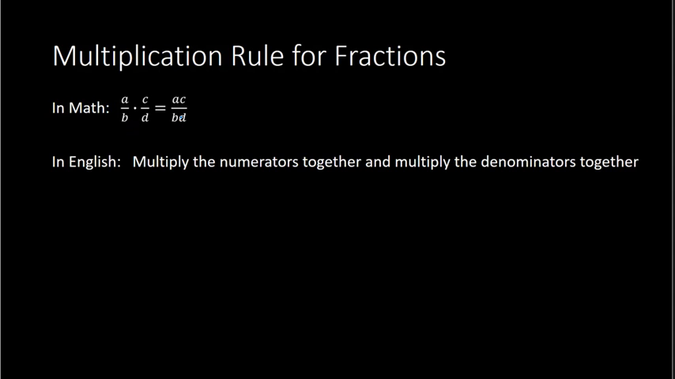So when you're multiplying fractions, remember that if you have a over b times c over d, I multiply the numerators together, so we get a times c, and then I multiply the denominators together to get b times d. So in other words, you're just going to multiply the tops and multiply the bottoms together. So with actual numbers, if we had 2 over 3 times 4 over 5, I would multiply the 2 times 4 on the top and the 3 times 5 on the bottom to get 8 over 15.